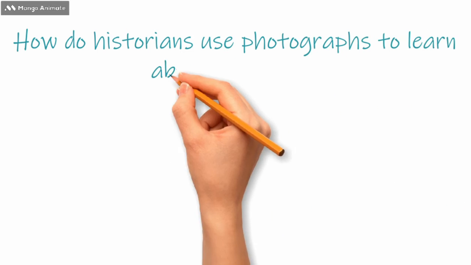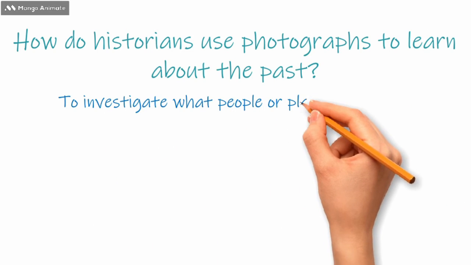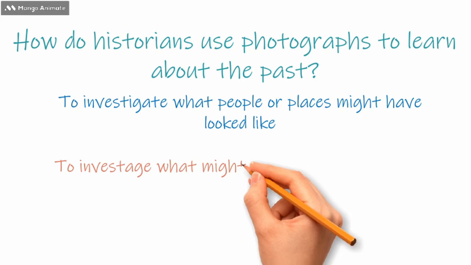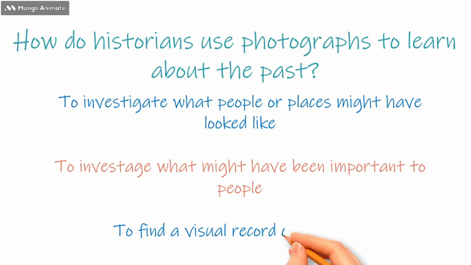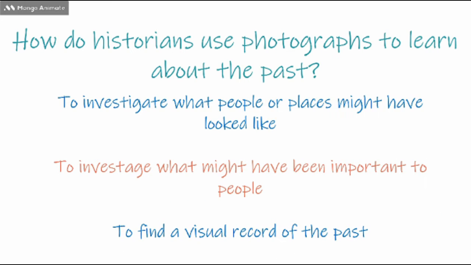Well, historians use photographs to investigate what people or places might have looked like. They also use pictures to investigate what might have been important to people. Remember, pictures back then aren't like the pictures we have on our phones. They were expensive to make. And so by looking at a photograph, we can start to see what might have been important to people, what they wanted to remember.